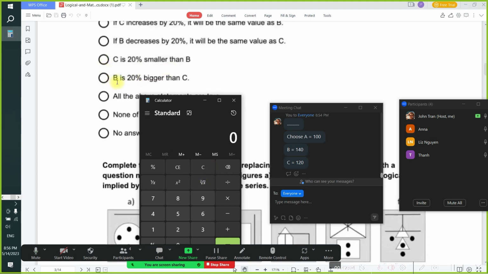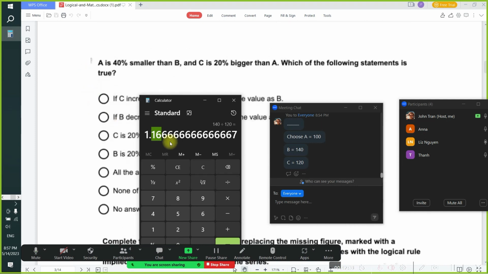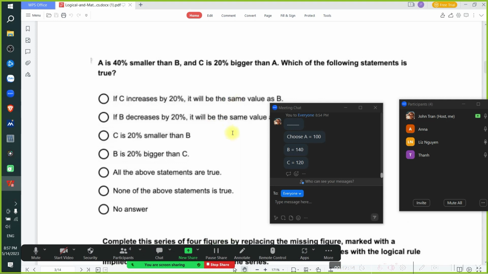But is B 20% bigger than C? No, it's not. Because you take this number, divide by this one, it's still only 16.7% bigger, not 20. So none of the above statements are true. I'm lucky because my example number is wrong.